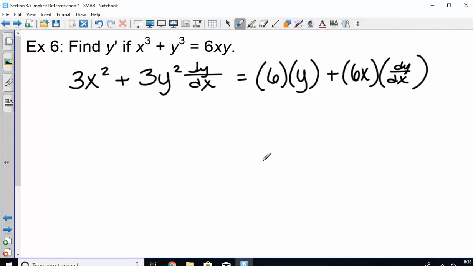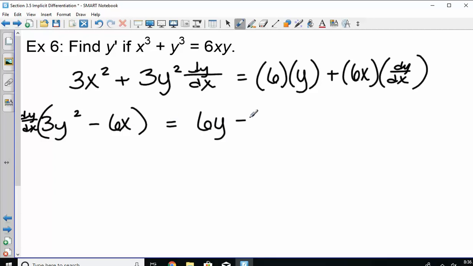Get this first line: 3x squared plus 3y squared dy dx equals 6y plus 6x dy dx. So we're trying to solve for our dy dx's, so we need them on the same side. So you're going to put them on the same side and factor that out. So you should get this. Divide.